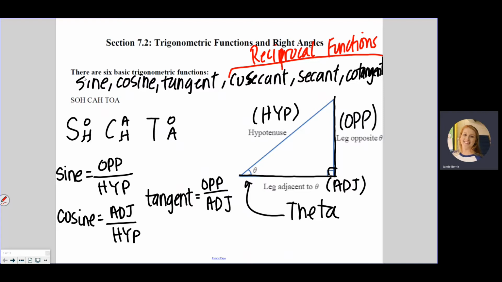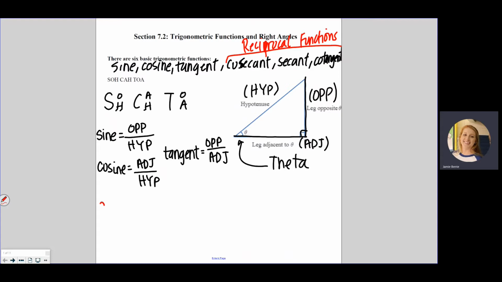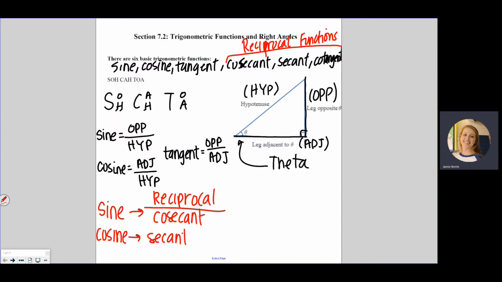So the reciprocal of sine is, let's make a little table here, cosecant. The reciprocal of cosine is secant. And the reciprocal of tangent is cotangent.